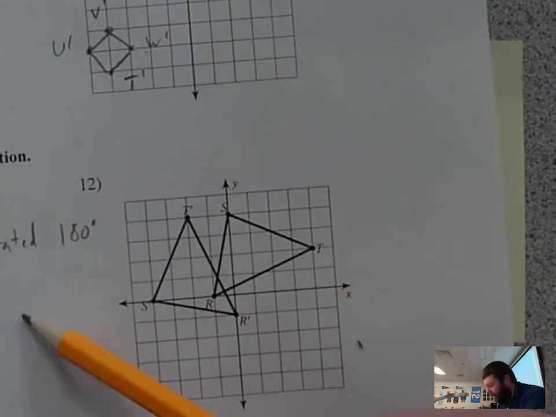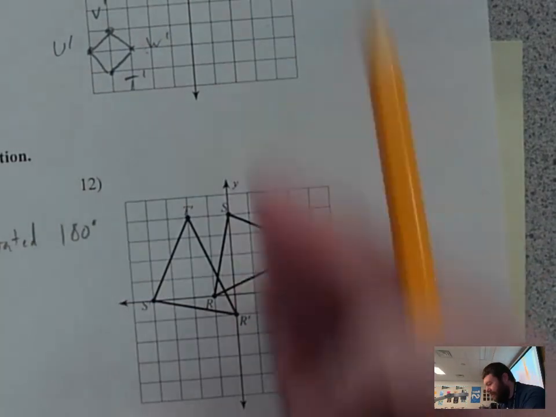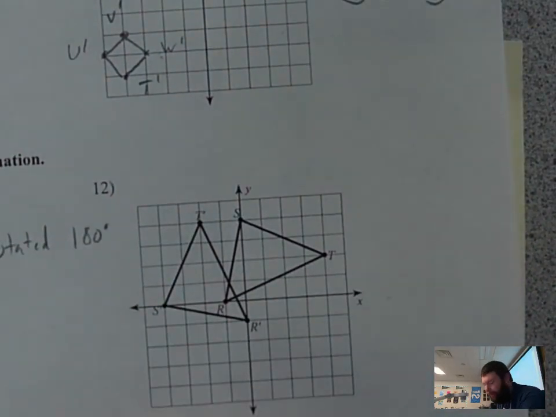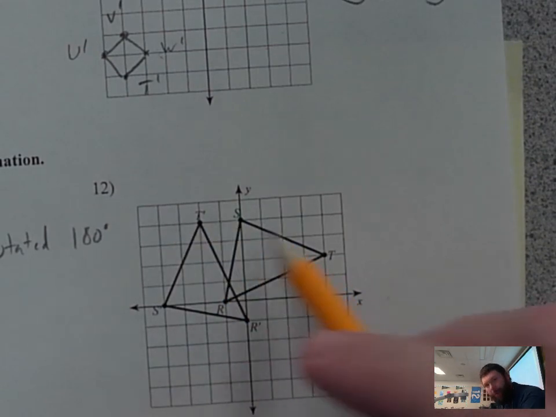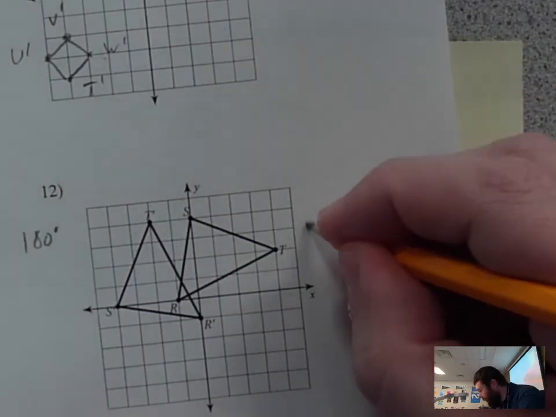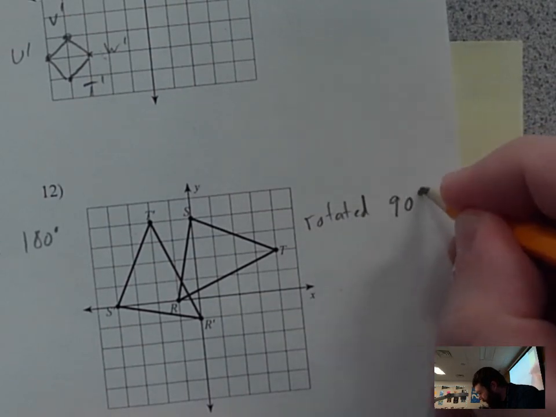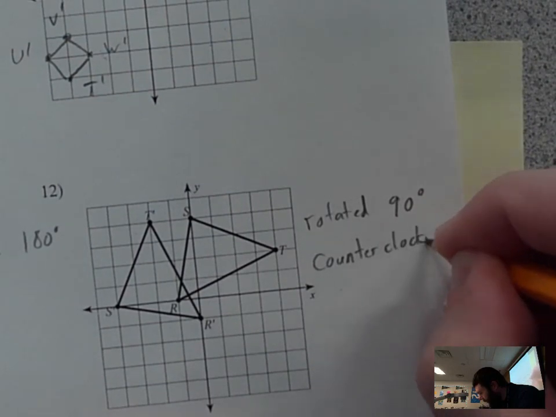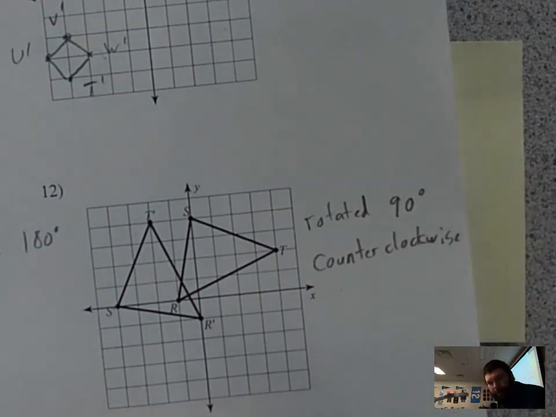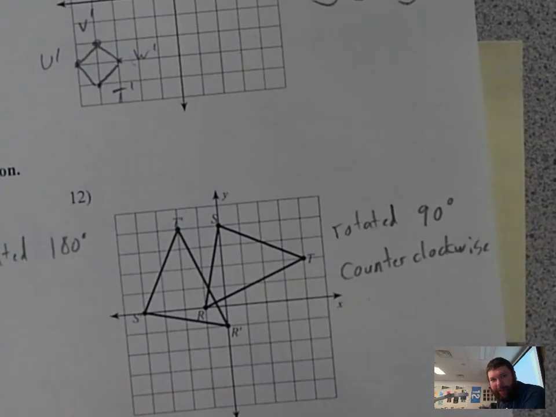Is that clockwise or counterclockwise? With 90 degrees, you have to say clockwise or counterclockwise. It doesn't matter with 180 because no matter which way you go, you'd end up in the same spot. But with 90 degrees, it's going counterclockwise. It's going to the left. So you say rotated 90 degrees counterclockwise. You have to say which direction when you're talking about the 90 degrees. That's basically all you're doing.